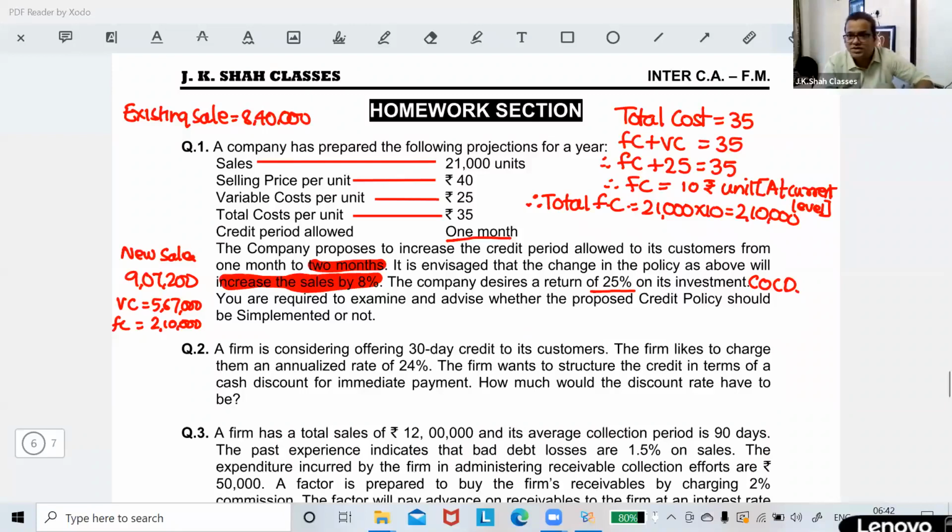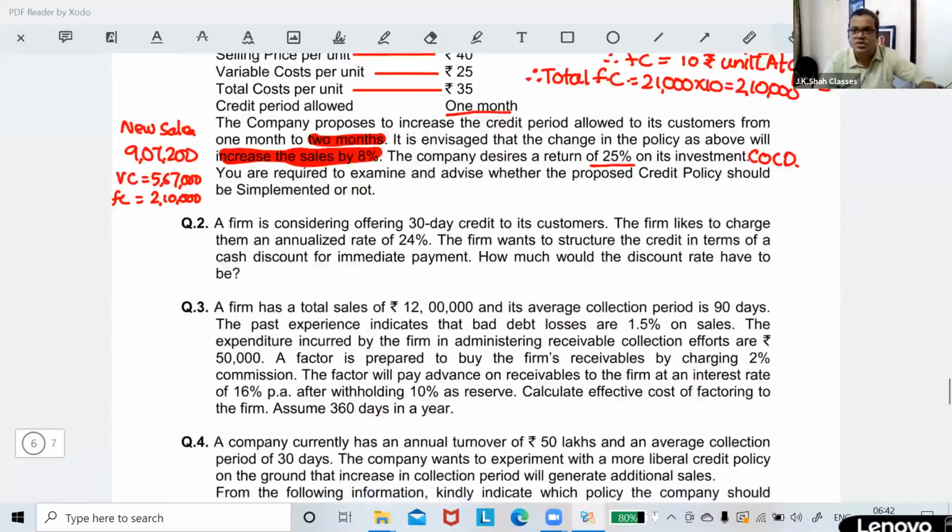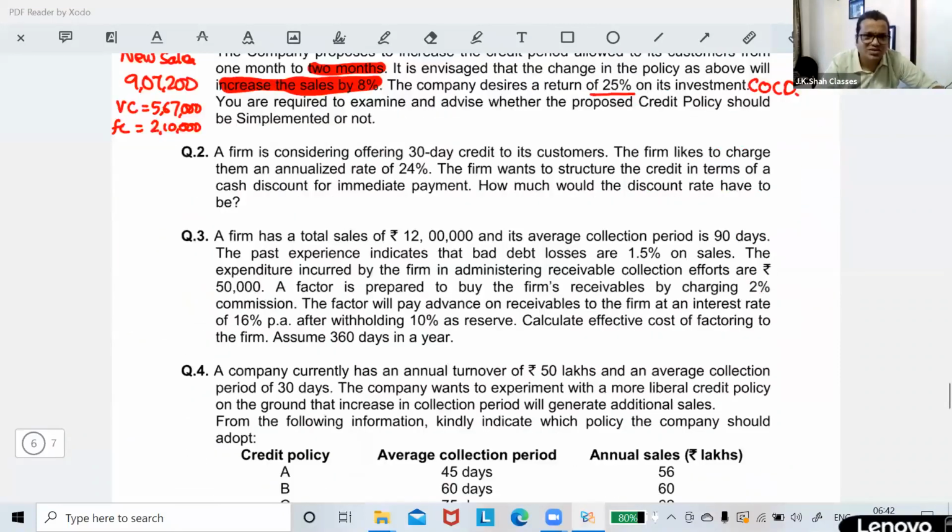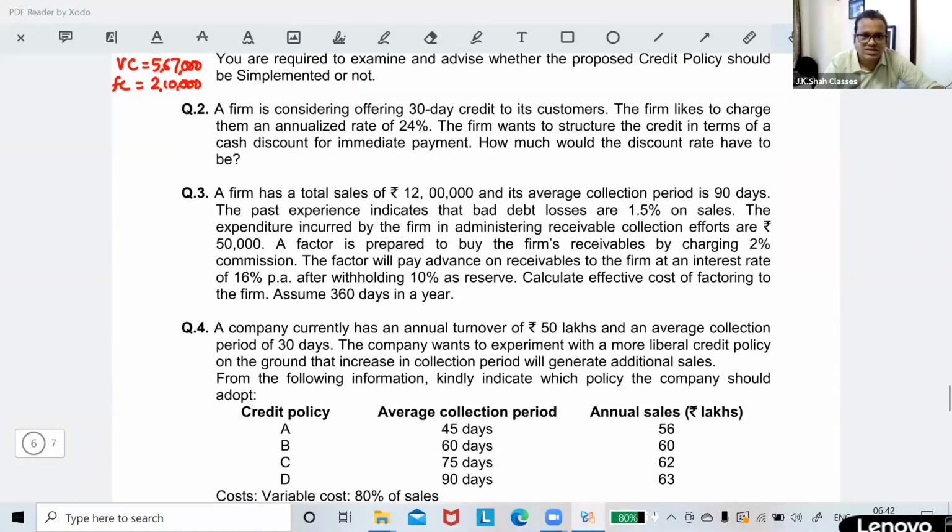So let's come to the next question, number two. Question number two is slightly typical. We'll discuss that later. Rest all questions which are along the same lines, finish them off first. Okay, sure. Let us start. A firm has total sales of 12 lakh.